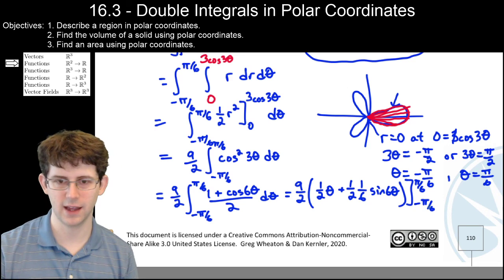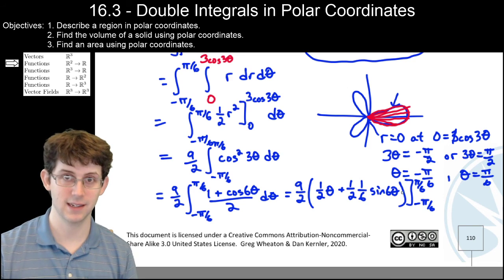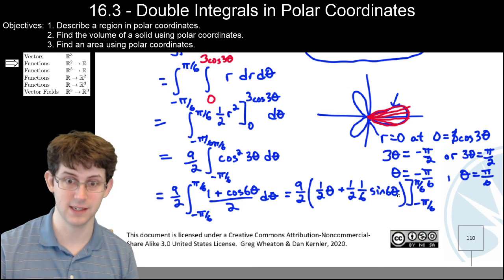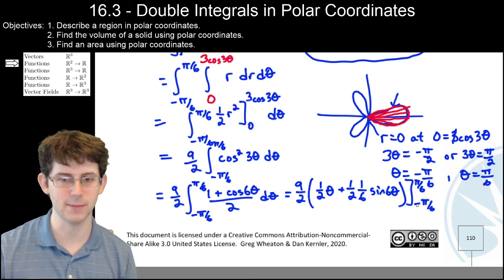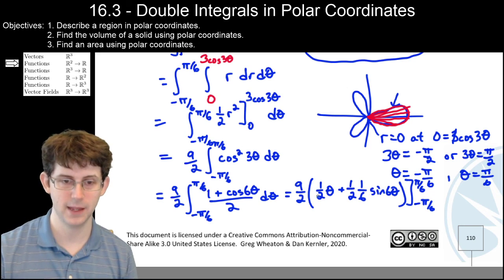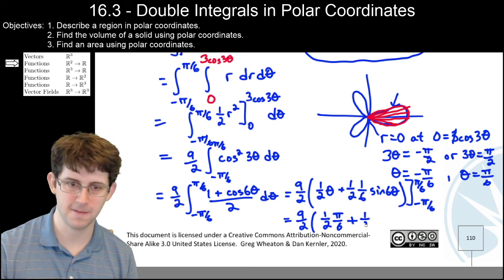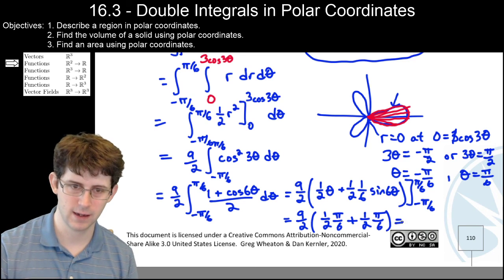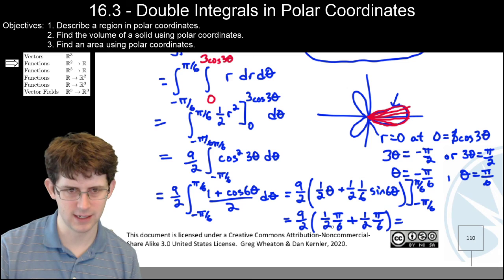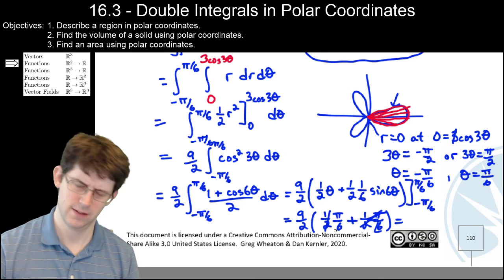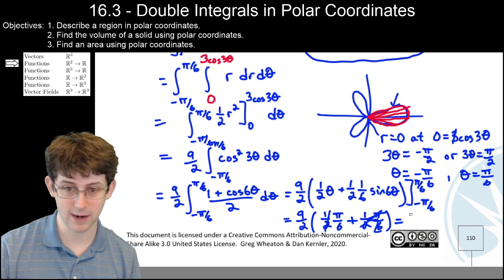And the good news here is that when you plug in pi over 6 into the trig part of this, you get 0. And when you plug in minus pi over 6 into the trig part of this, you get 0, because sine pi is 0, and sine minus pi is 0. So all this part goes away, and you just end up with 9/2 times half of pi over 6 minus negative half pi over 6. So what is this? This is 2/2 of pi over 6. So I end up with 9 pi over 12. It's a bunch of 3's. So it's 3 pi over 4.